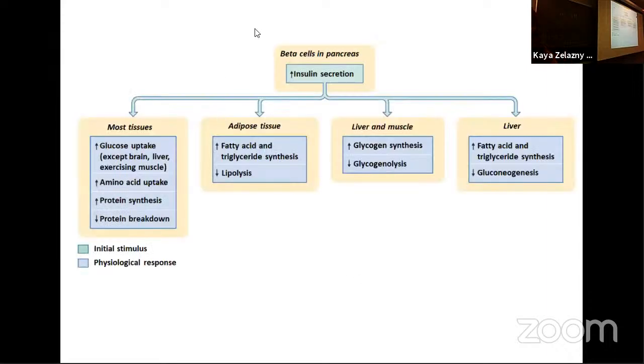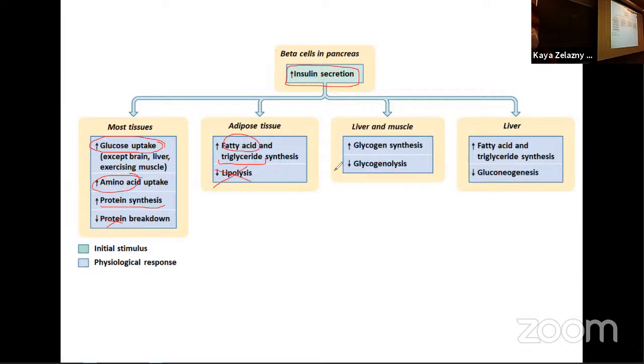So here is the chart that hopefully you glanced at as you were doing that big list of things on Mastering A&P. Basically, our beta cells in the pancreas are increasing their insulin secretion as we see more glucose in the blood post-digestion, which tells most tissue to take in a bunch of glucose, take in a bunch of amino acids, start to make things, make protein, don't break down protein, pull in fatty acids and make our triglycerides. Don't be breaking down triglycerides. We're trying to store the excess energy.